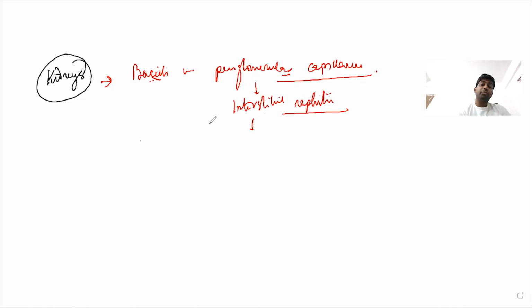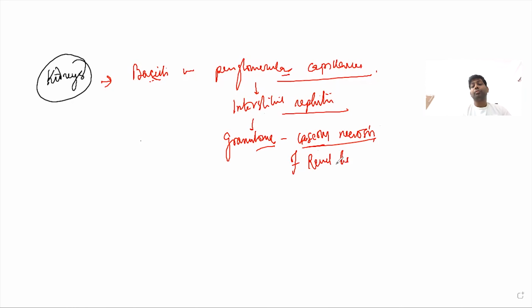And there will be formation of granuloma. We know the tubercle granuloma causes caseous necrosis, so there will be caseous necrosis of the renal tissue. The granuloma leads to caseous necrosis at the center, and this caseous necrosis will damage the renal tissues. This can progress to fibrosis.